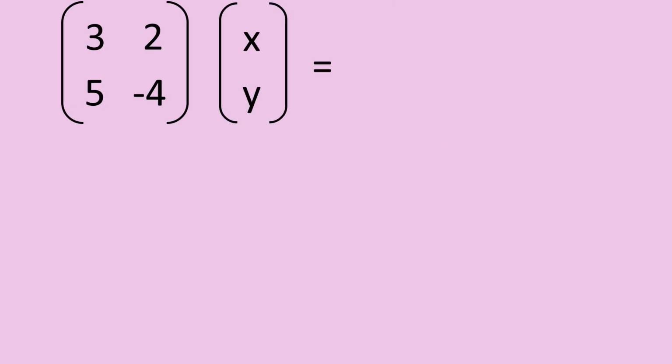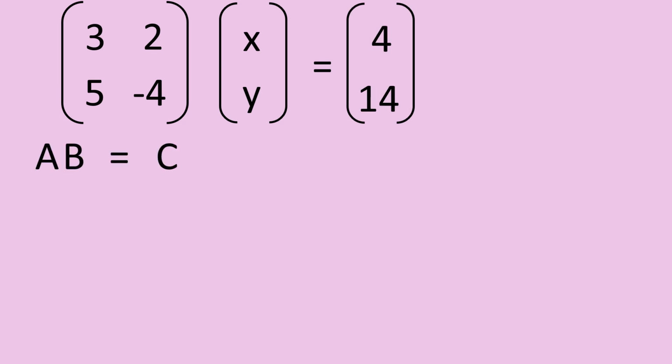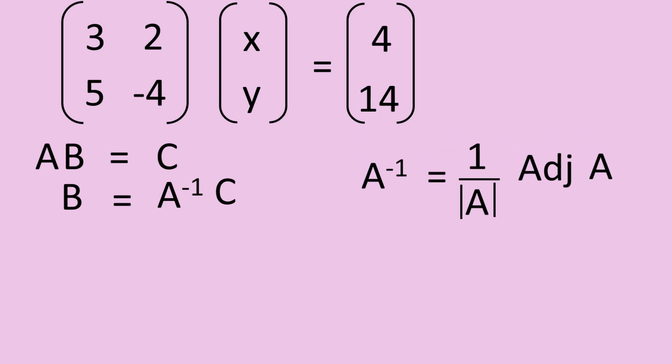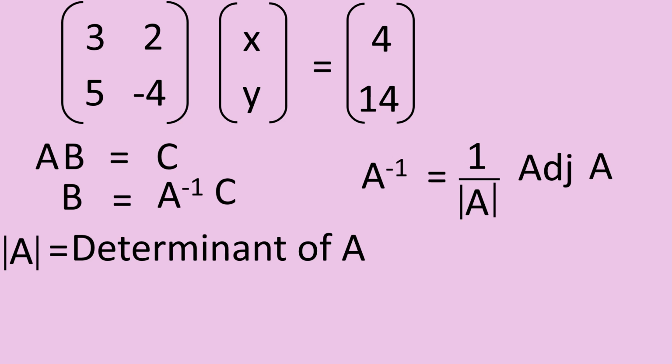So we have the matrix form of the equation, and we have said that B is equal to the inverse of A times C, and we know what the inverse of A is. That's A raised to the power minus 1 is 1 over the determinant of A times the adjunct of A. Now what is the determinant of A? So that's how you express the determinants, and we'll see how we'll solve this now.